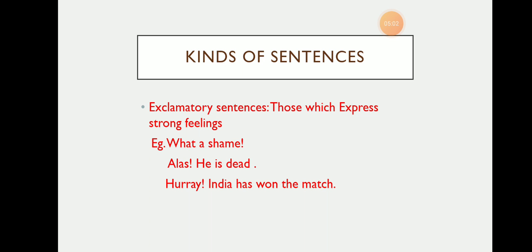Exclamatory sentence. Exclamatory sentences are those which express strong feelings. An exclamatory sentence is a sentence that expresses great emotion, such as excitement, surprise, happiness, anger. An exclamatory sentence ends with an exclamation point or exclamation mark. Exclamatory sentence, for example, what a shame, alas, he is dead. Hooray, India has won the match.